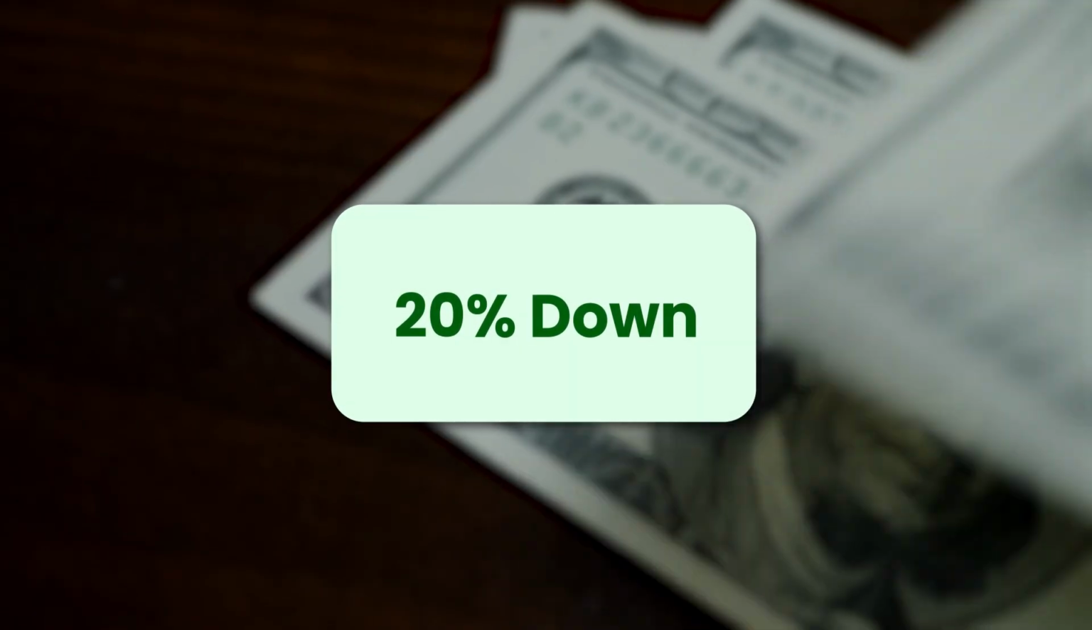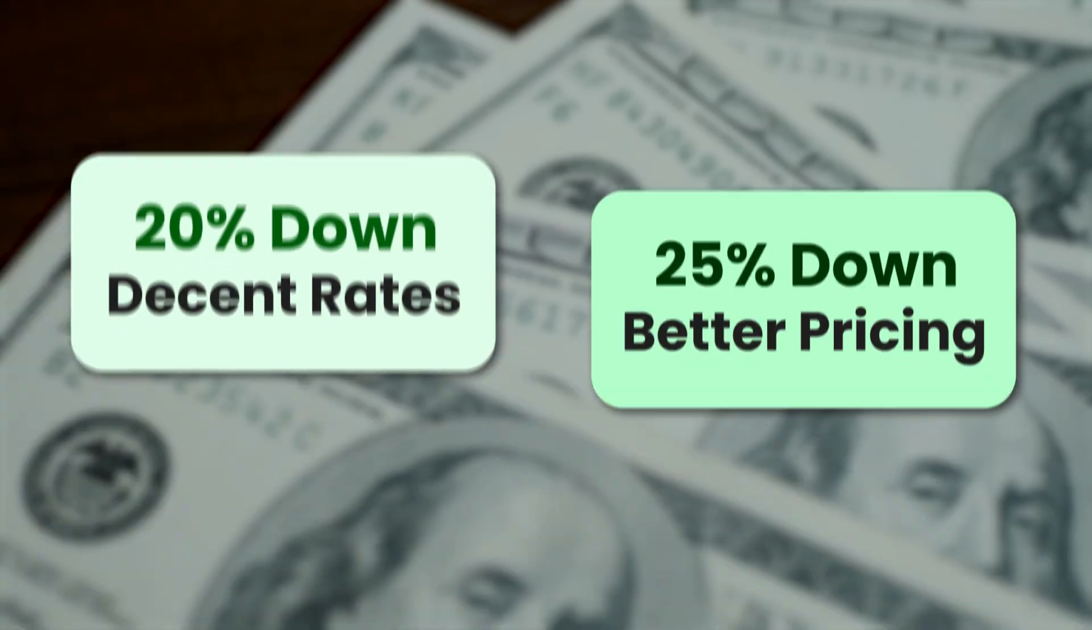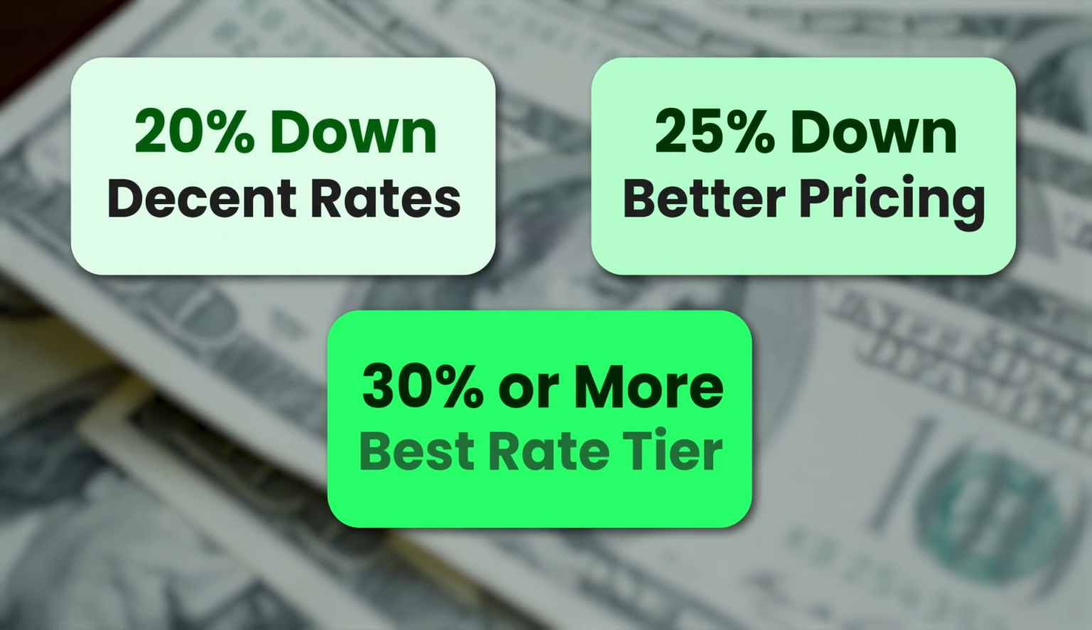Factor number 2, your down payment. More skin in the game means lower risk for the lender, which means a lower rate for you. At 20% down, you will get decent rates. At 25% down, you will see better pricing. At 30% or more, you're in the best rate tier.